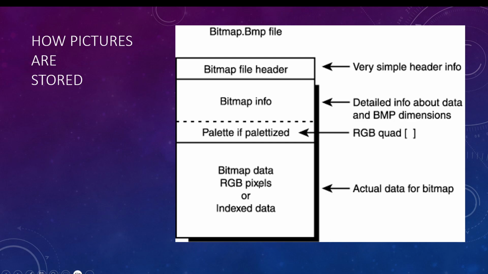So, every pixel has a color encoded as red, green, and blue with 1 byte each, 0 through 255. So the bitmap data would have RGB pixels. So every pixel will use 3 bytes. So for example, if you have a 100 by 100 image, you have 10,000 pixels.